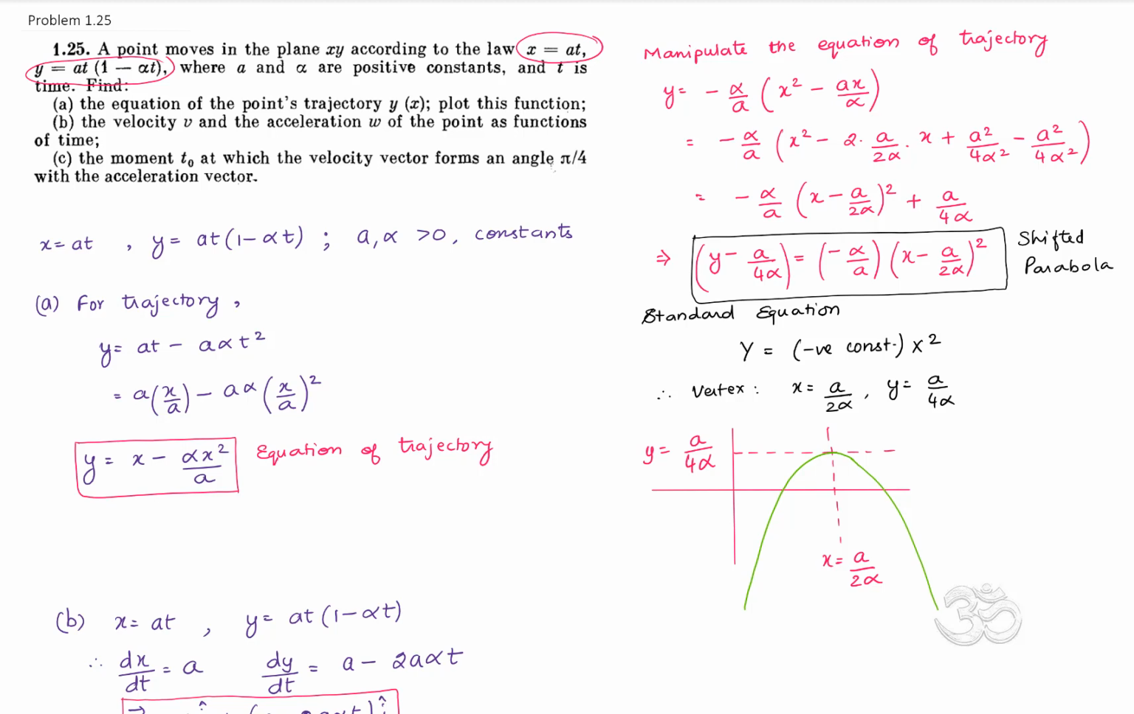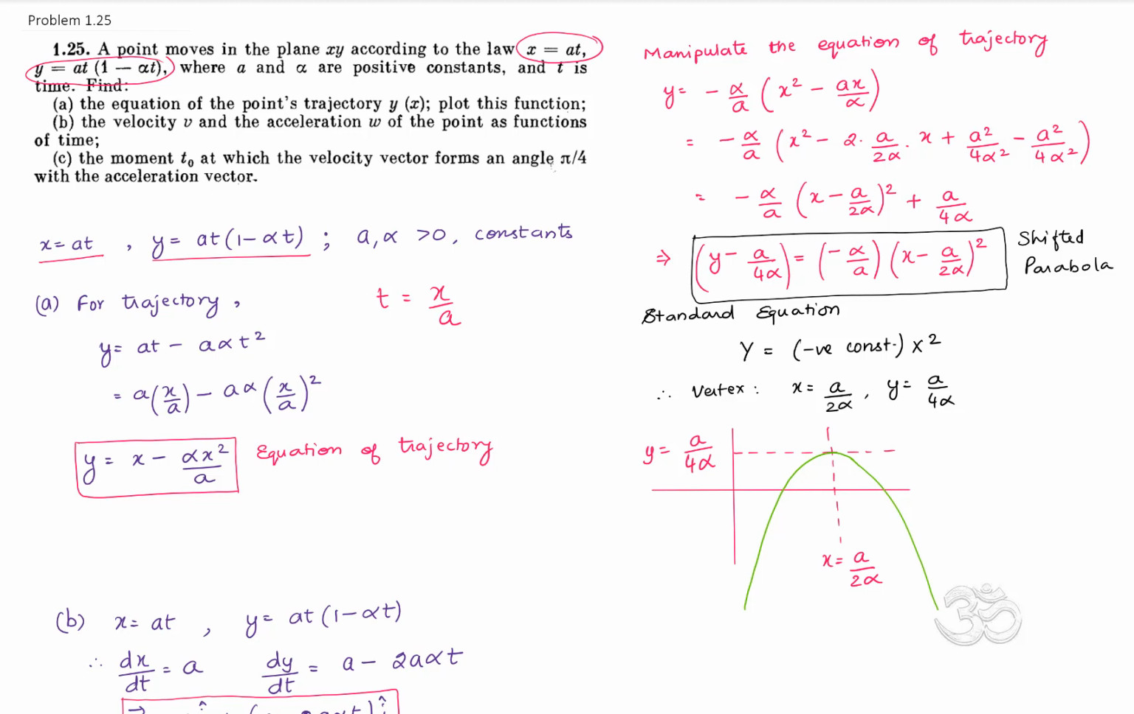The first part is asking us to find the equation of the point's trajectory, y as a function of x. Now, if x and y are known and he's asking us to find y as a function of x, then he wants us to eliminate time from these two equations. So for part A, please note that t can be written as x divided by a, and then it can be substituted into the equation for y.